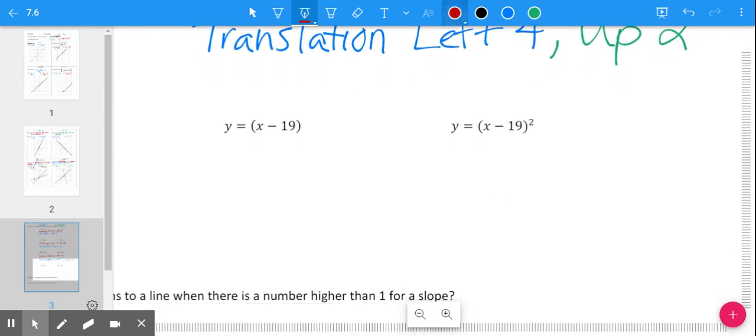All right, last one. There is no leading factor up front. The only thing happening in this is on the inside, so it's affecting your inputs, which is left and right. So on the inside, you change your thinking. So this is a translation.